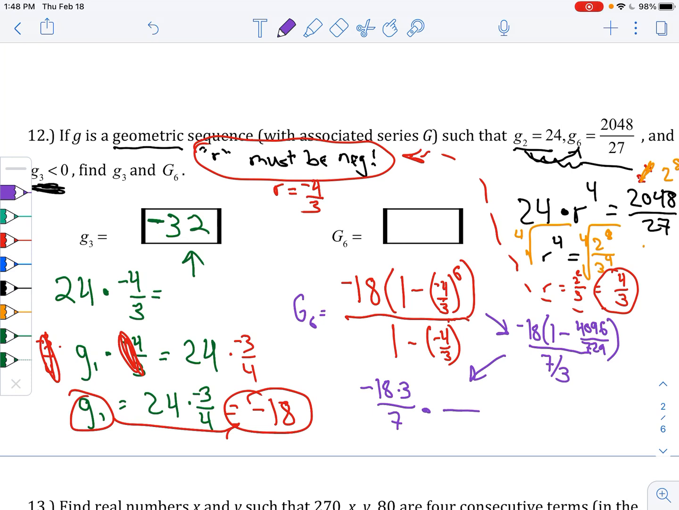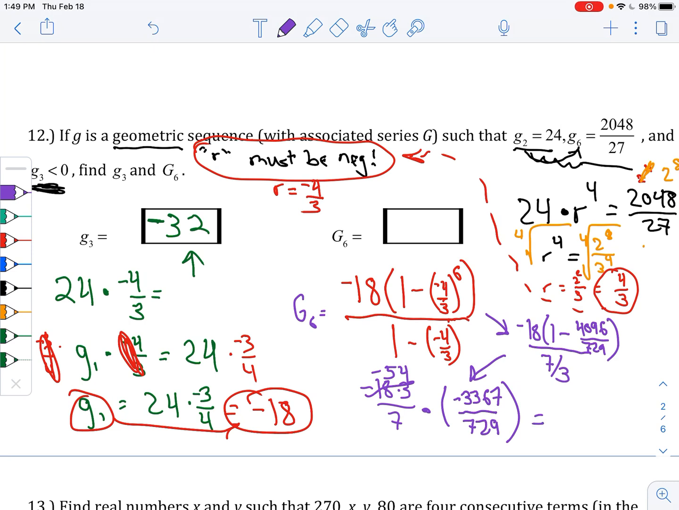And then I'm going to multiply that by, actually, let me get rid of that fraction there. I'm going to leave this as negative 3,367 over 729. Again, you can use a calculator for it. The 1 is up here, that's 729 over 729, and when I subtract that, I get negative 3,367 over 729. I'm going to multiply that by negative 18 divided by 7/3, which was this, times 3/7, of course. That's going to be negative 54.